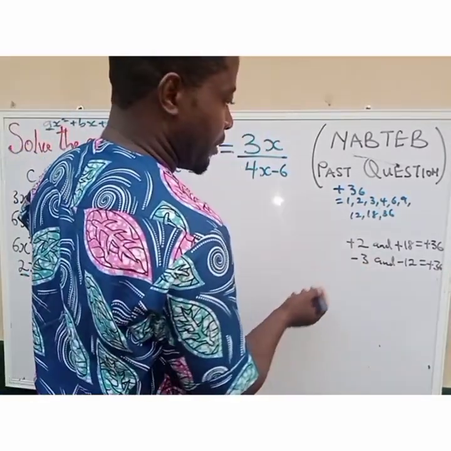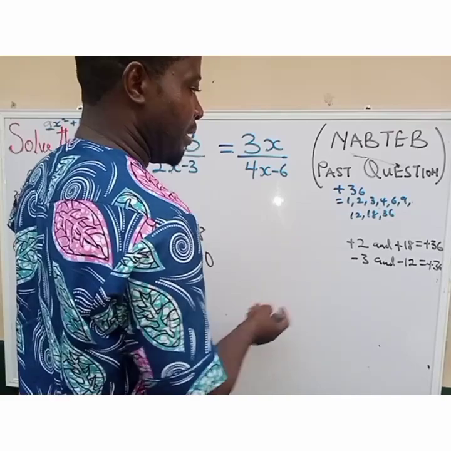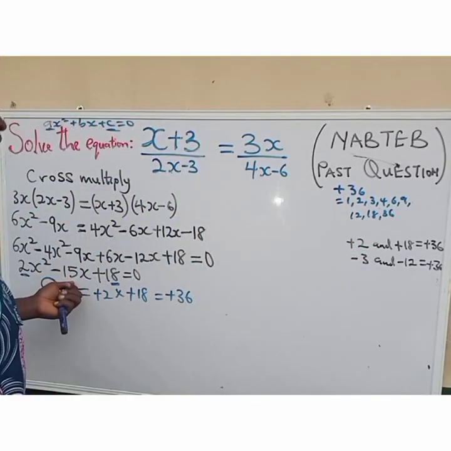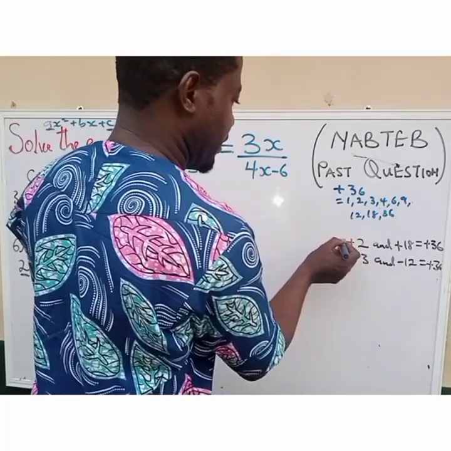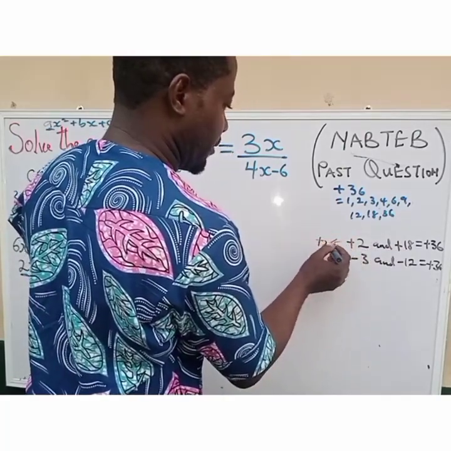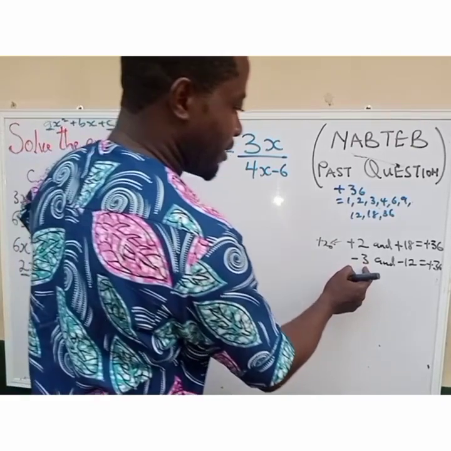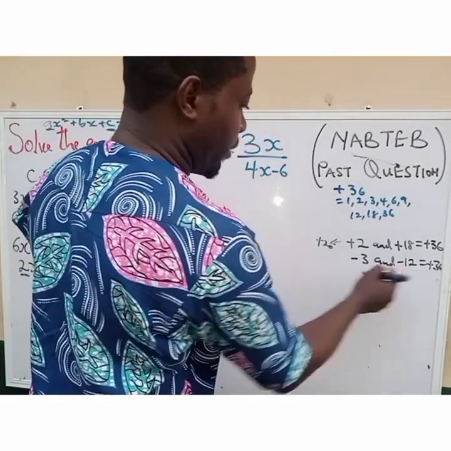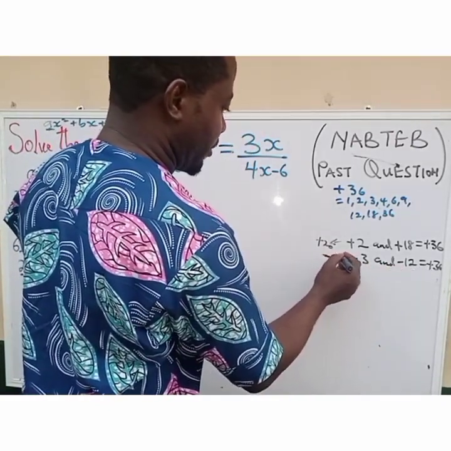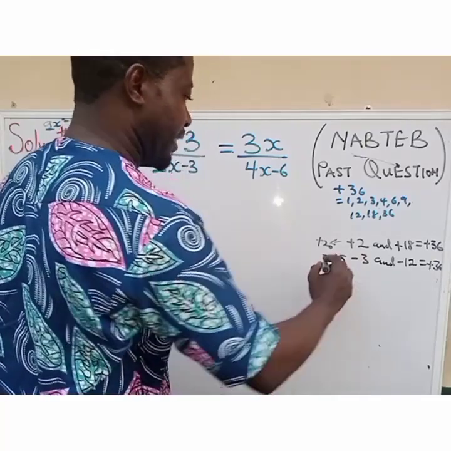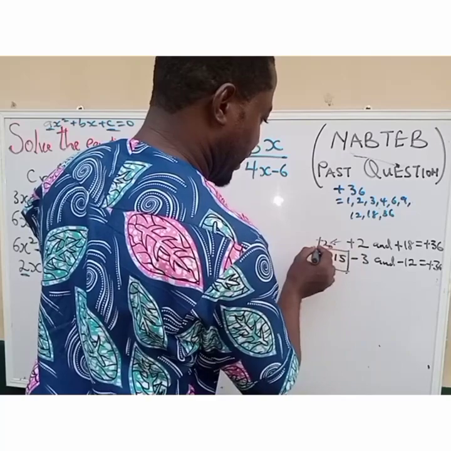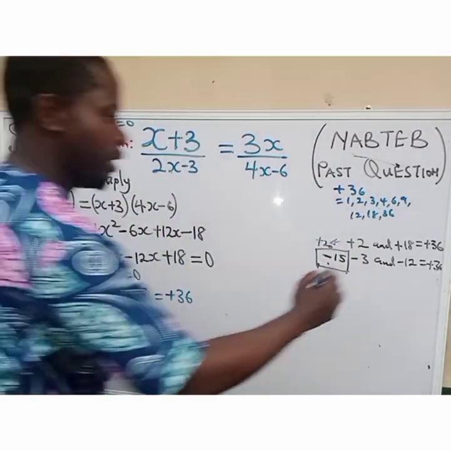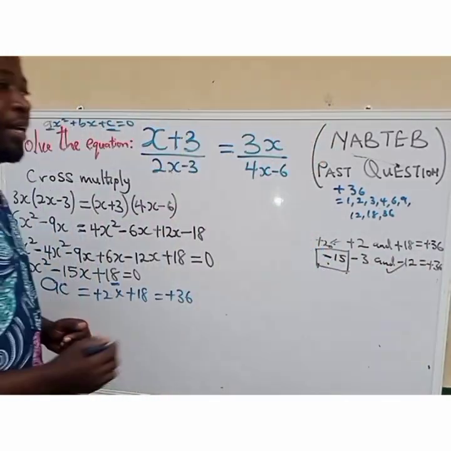But let me add the values. Don't forget the values must give me minus 15. So if I add the values, plus 2 plus 18 is going to give me plus 20. Minus 3 plus minus 12 is going to give me minus 15. So in that case, this is what I'm going to use, the one that gives me minus 15. So I'm going to make use of minus 3 and minus 12.